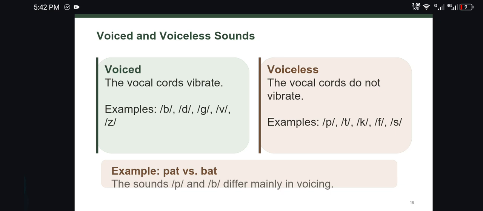Voiced and voiceless sounds. When we say voiced sounds, it is the vocal cords that vibrate. For example, the letter B. There is a vibration when we pronounce the letter B. Meanwhile, the voiceless, it is the vocal cords do not vibrate. For example, the letter T. Example of it is pat versus bat. The sounds P and B differ mainly in voicing.